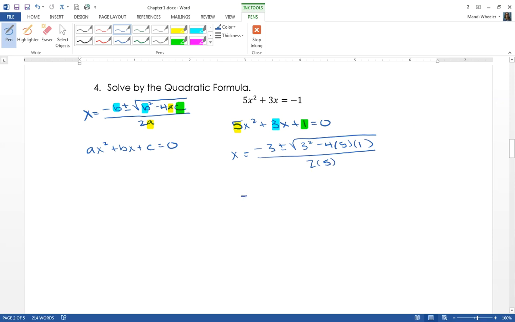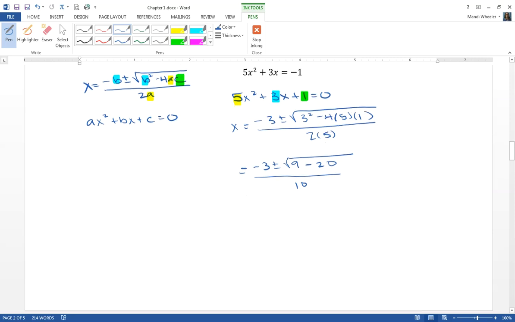And then now we just need to simplify this. So we've got negative 3 plus or minus the square root of 3 squared is 9. And then negative 4 times 5 is 20 times 1 is 20. So we get 9 minus 20. And then in the denominator, we get 10. Make sure you pay attention to your signs. The most common mistake on this is to lose a sign in here.